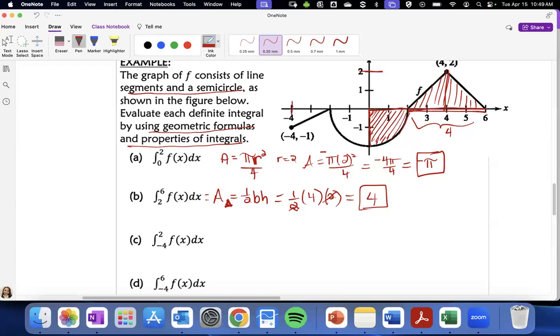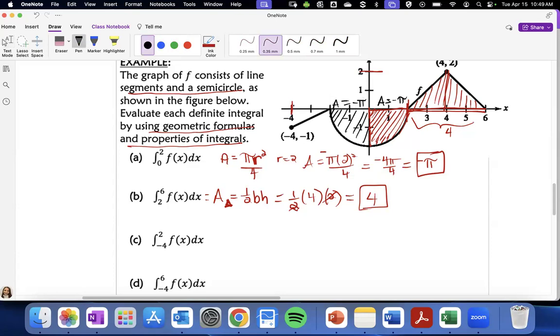So negative this distance all the way to 2. Now, here's the thing. I already know this piece, right? So what can I conclude about this part? So I knew the area here is negative pi. And the area here is also going to be negative pi. I don't really need to do a calculation for that. They told me it was a semicircle.